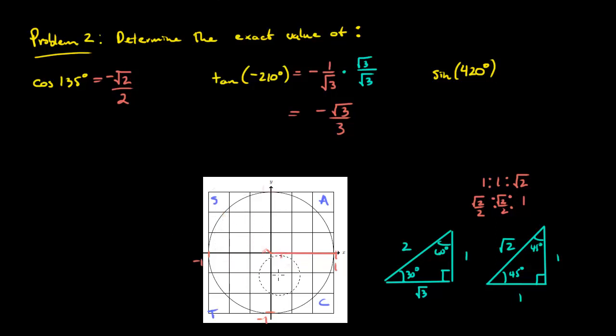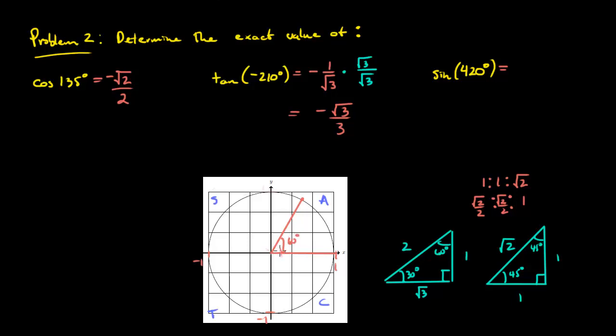Now let's calculate lastly, the sine ratio for 420 degrees. So the sine of 420 degrees, let's first think about what quadrant this is in. So for 420 degrees, we're taking our terminal arm, and from the initial arm, we're going 360 degrees, and then we're going 60 degrees past that. Okay, so the reference angle here is 60 degrees.